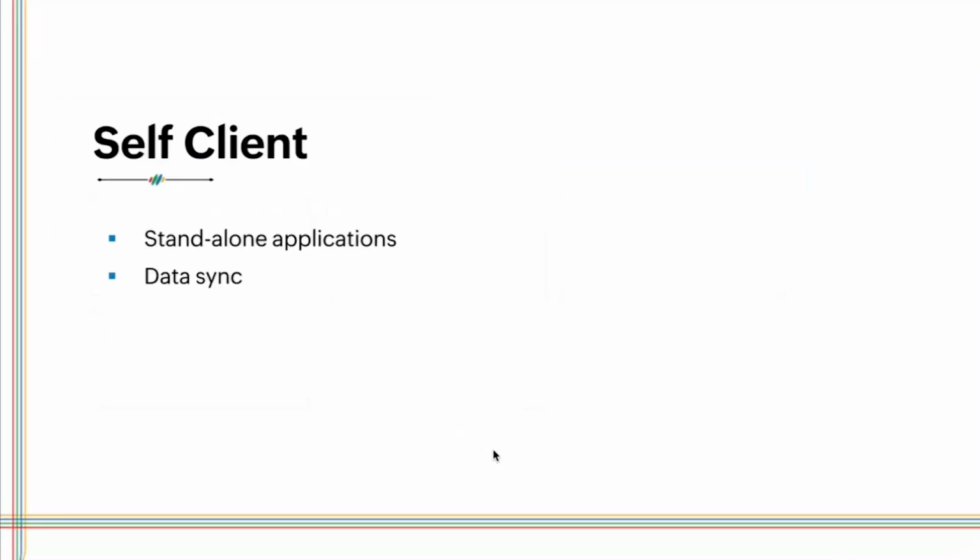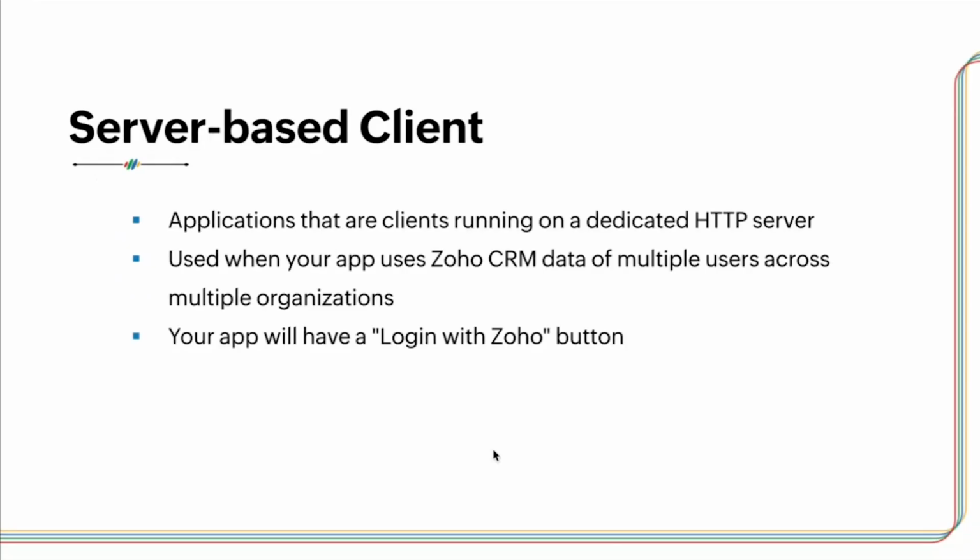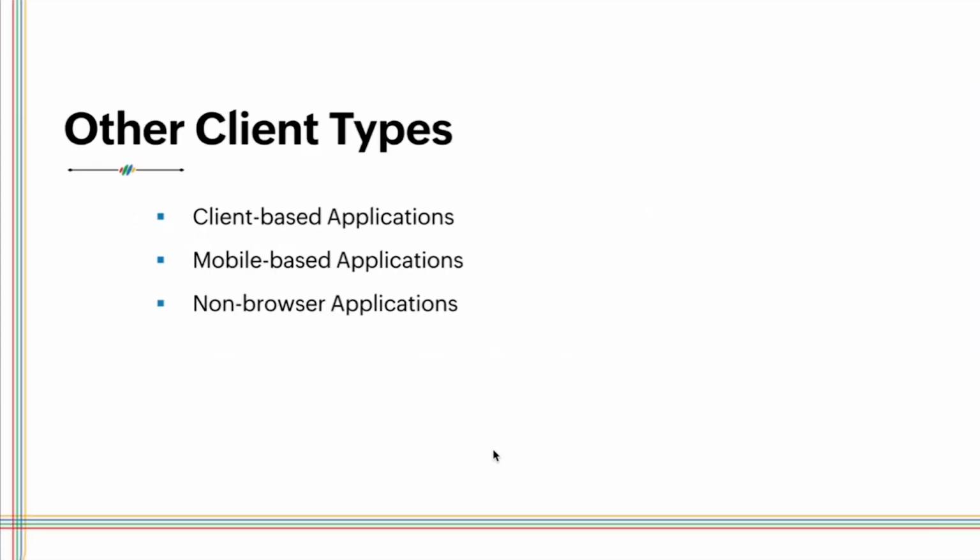Like I said, self-client is for standalone applications that perform data sync or typically any kind of backend job, and you're the only user of the application. So you should choose self-client. And a server-based application, like I said, runs on a dedicated HTTP server, and you want to access data of multiple CRM users across multiple orgs, and your application will typically have a login with Zoho button. And then we discuss the other client types.